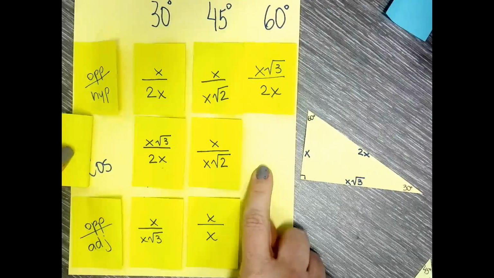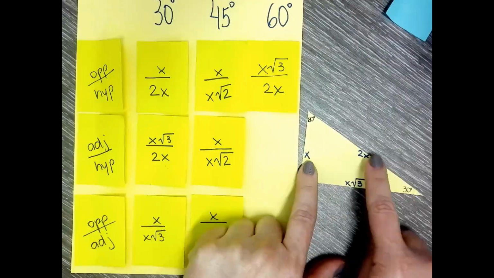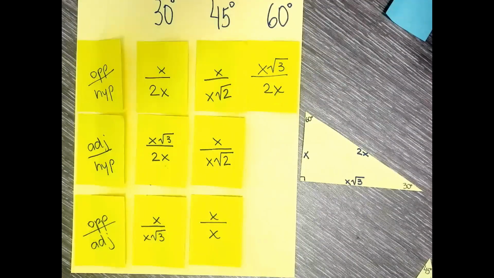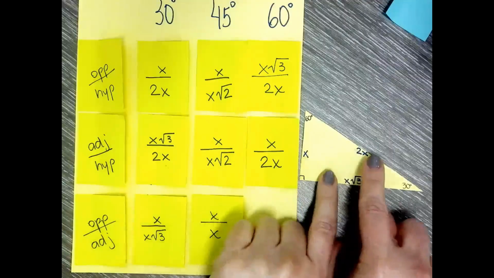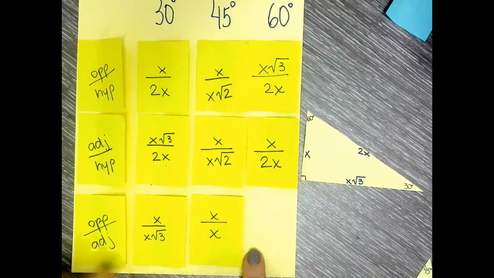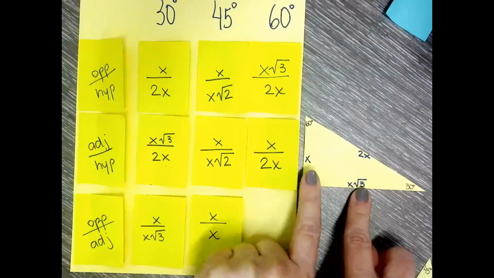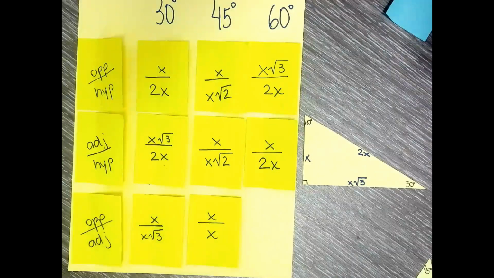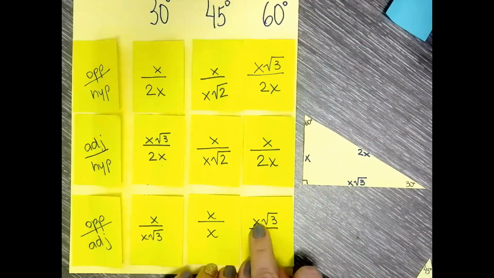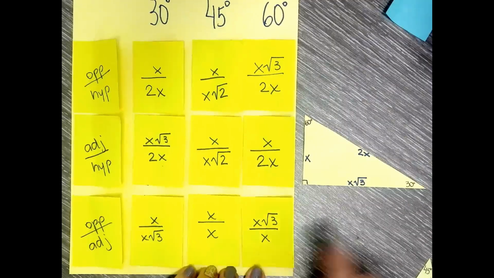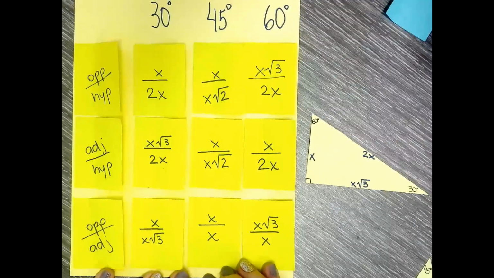Now, cosine of 60 calls for adjacent over hypotenuse. I have right here x over 2x. And then finally, tangent of 60 is opposite over adjacent. So opposite is x square root of 3 over x. In the next video, we will simplify all of these ratios and finally come up with a trig chart.